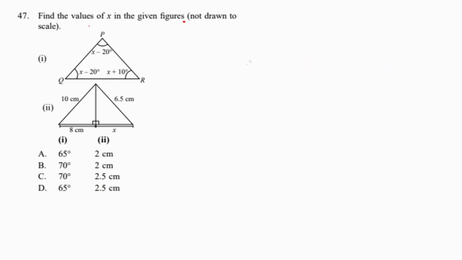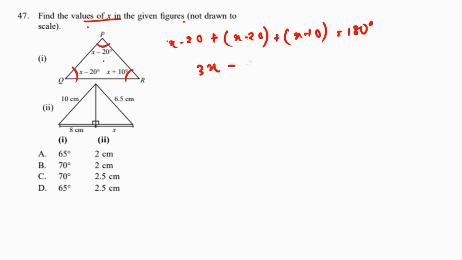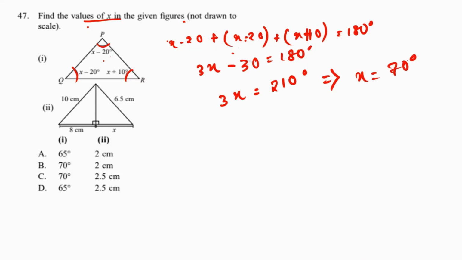Moving on to question number 47, find the values of x. First one, we can use the triangle property. The sum of the angles of a triangle is 180. So basically, x minus 20 plus x minus 20 plus x minus 10 should be 180 degrees, which is 3x minus 50, since minus 20 minus 20 minus 10 is minus 50... that gives 3x minus 30 equals 180 degrees. So 3x is 180 plus 30, that's 210. So x is 70 degrees.